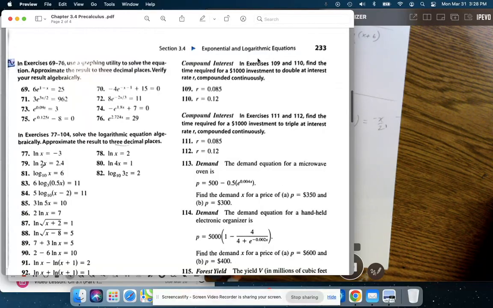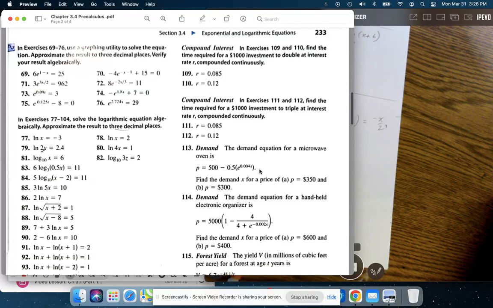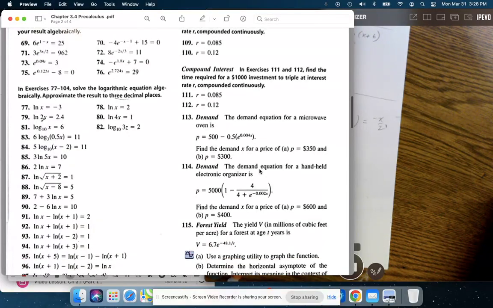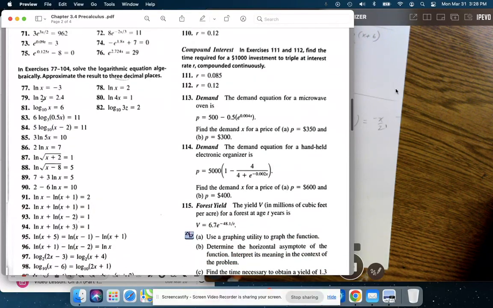And here we have compound interest. I'll save this, I think, for another day.